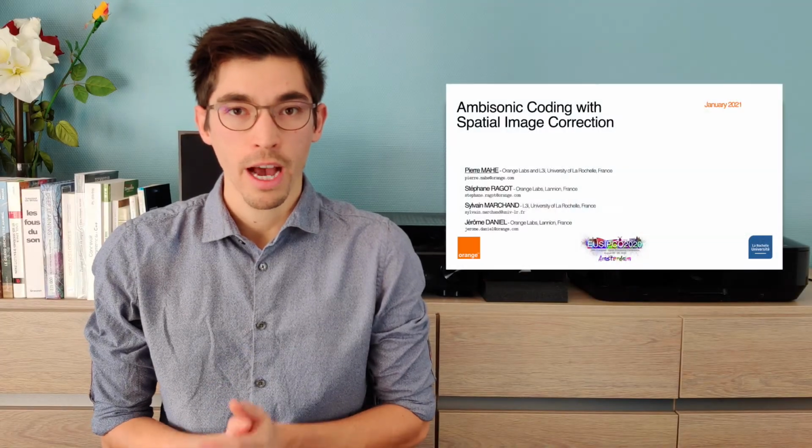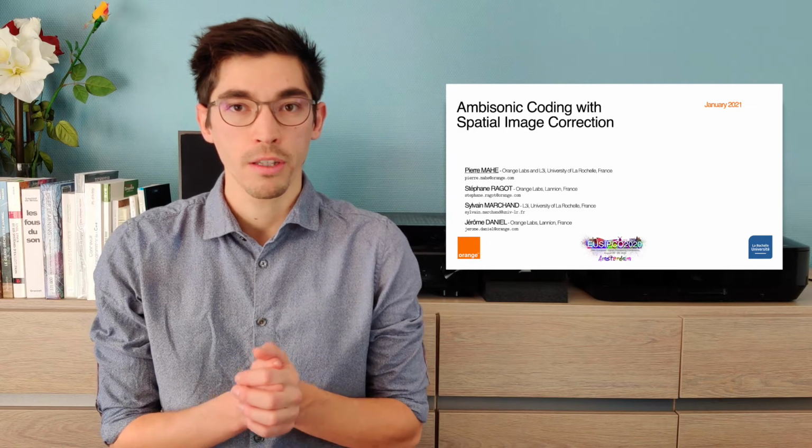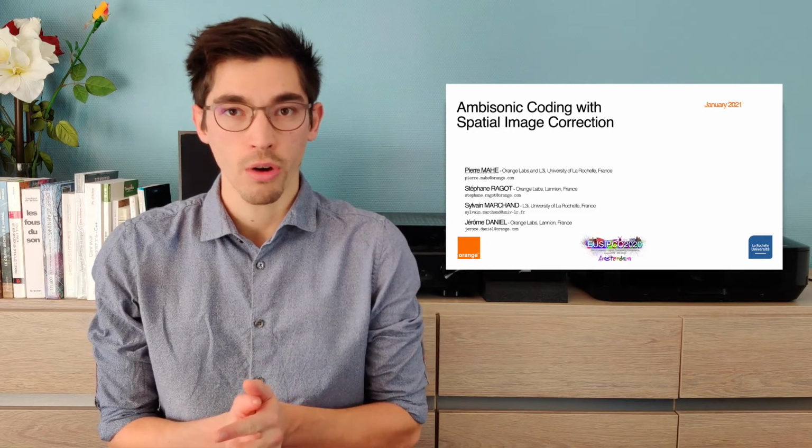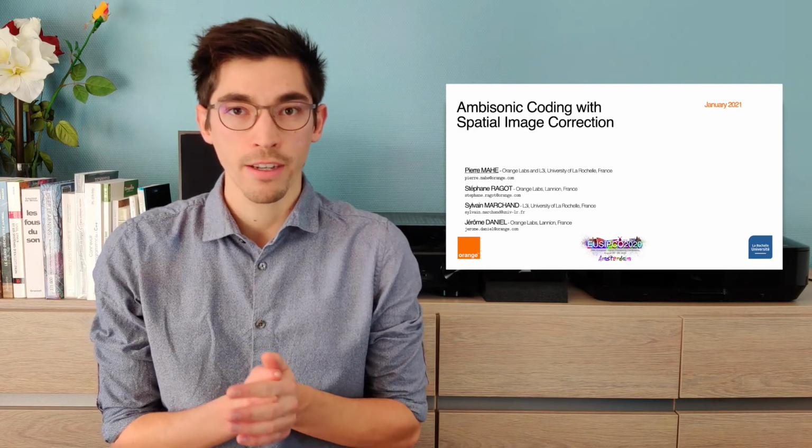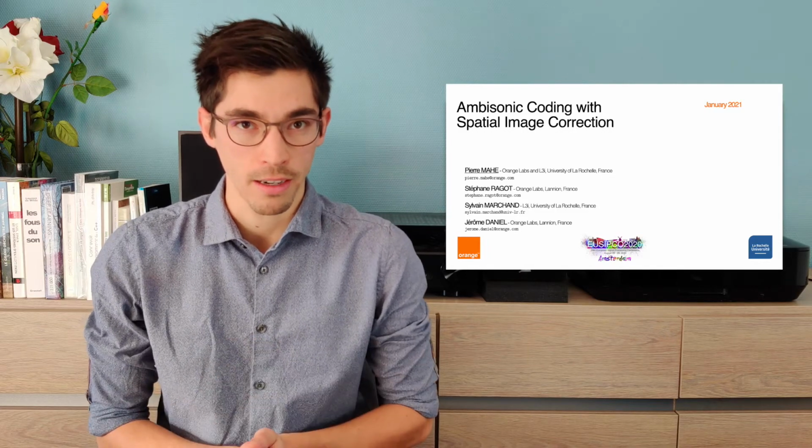Hello everyone, I'm Pierre Mahé and I'm going to present my work on Ambisonic Coding with spatial image correction. This work is done jointly with Stéphane Rago, Sylvain Marchand and Jérôme Daniel.